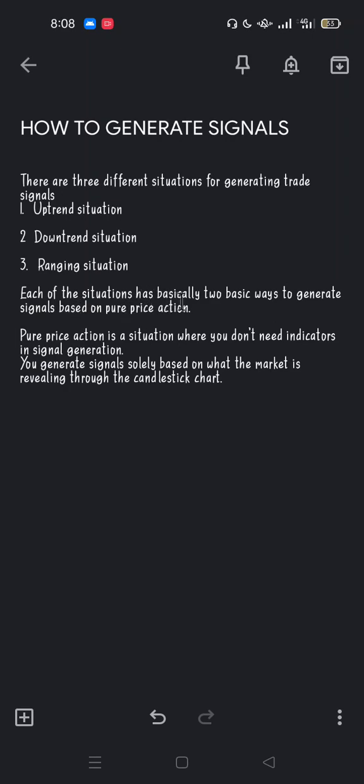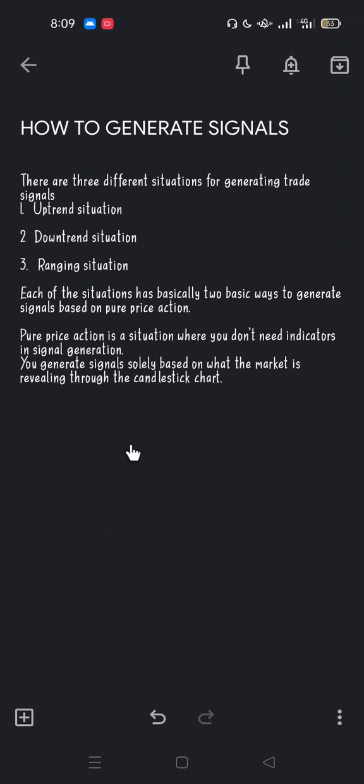Each of the situations has basically two basic ways to generate signals based on pure price action. We are saying that each of the situations, the uptrend, the downtrend, and the ranging trend, have two basic ways that you can use to generate signals. I think the ways are either you use the trend line strategy or you use the support and resistance strategy. So pure price action is a situation where you don't need indicators.